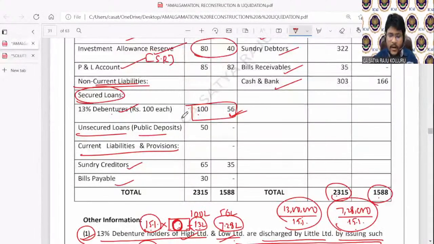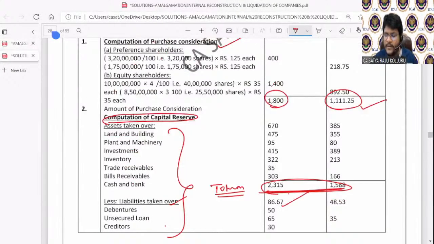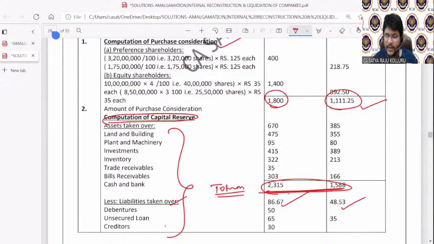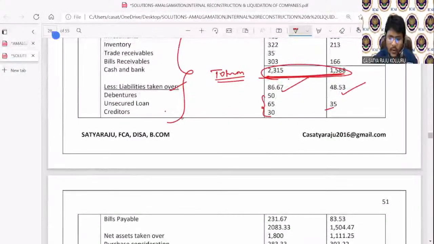First, out of the liabilities, at which value are debentures taken over? 13 lakhs divided by 15%. How much is it? I got 86.67 lakhs. He put the same figure. Now 7.28 lakh divided by 15%, which is 48.53. He put 48.53. Remaining liabilities are all at book value only. I mean, unsecured loan, creditors, and bills payable. All are recorded at book value only.